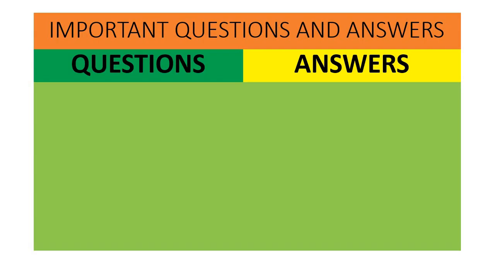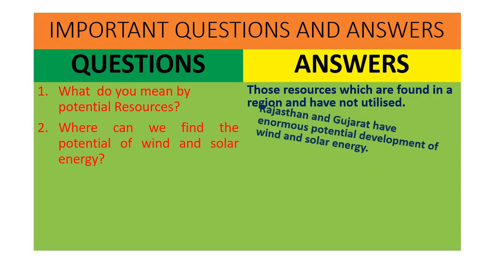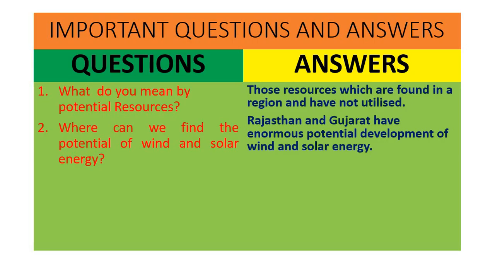So, your first question is here on the screen. What do you mean by potential resources? The answer is those resources which are found in a region and have not been utilized are potential resources. Next is, where can we find the potential of wind and solar energy? Answer is Rajasthan and Gujarat have enormous potential for development of wind and solar energy.